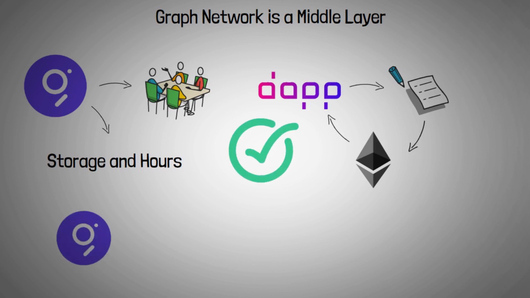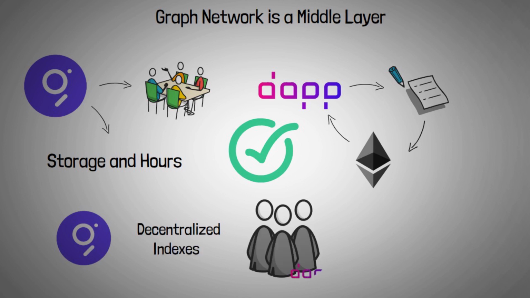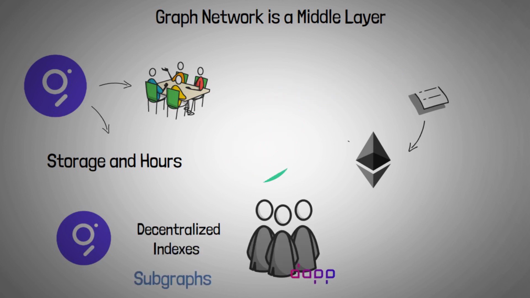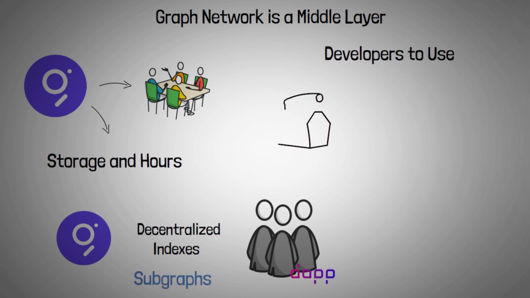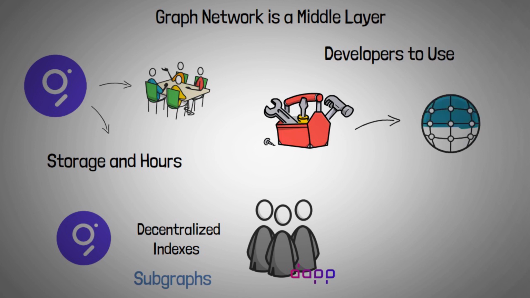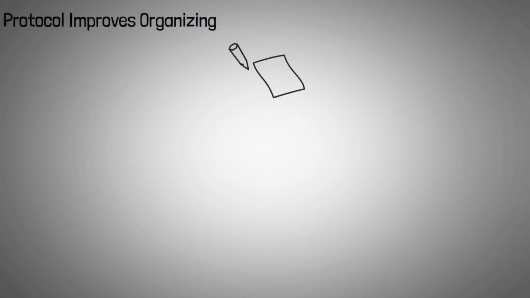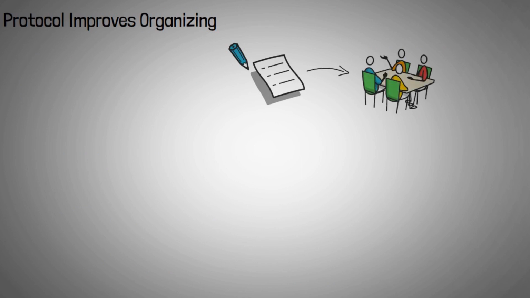The Graph network has created the first decentralized indexes for developers of dApps on the Ethereum blockchain, called subgraphs. The Graph allows developers to use these innovative decentralized indexing tools to access organized data on Ethereum. The protocol improves organizing smart contract data to make it easier for developers to focus on the front end and other core aspects of an application.